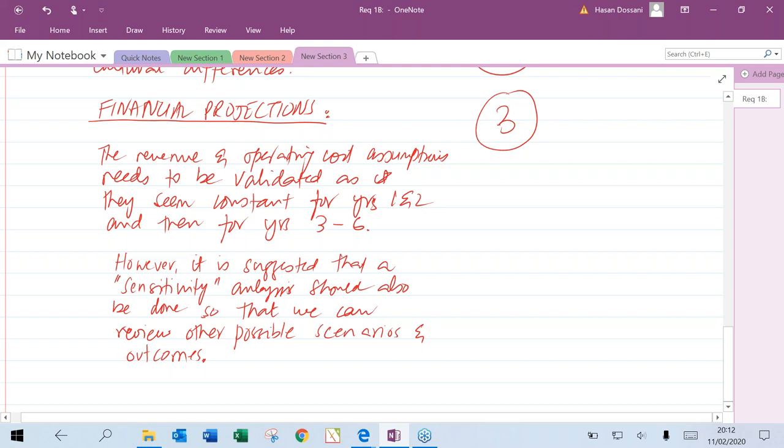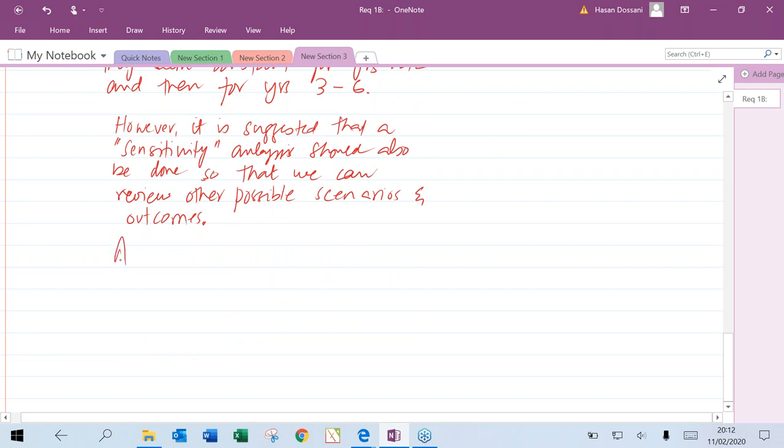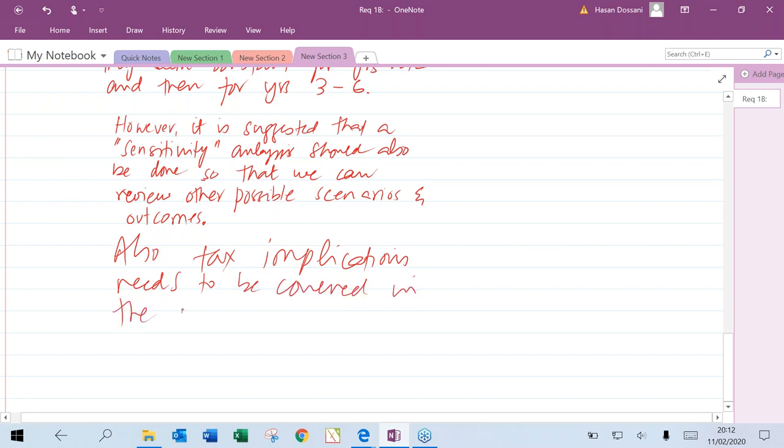I like the point which Furkan mentioned. He said tax is not incorporated in NPV table. Should we write in this para? I think tax can also be a good thing. Also, we can just say also tax implications need to be covered in the calculations. Thank you, Furkan. I like the point tax.